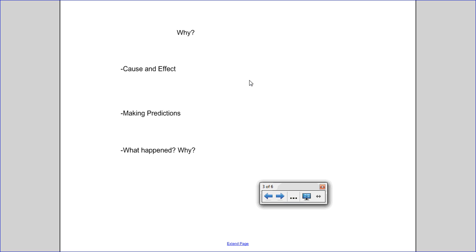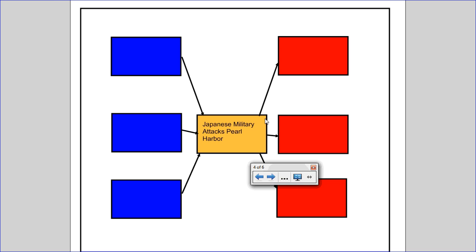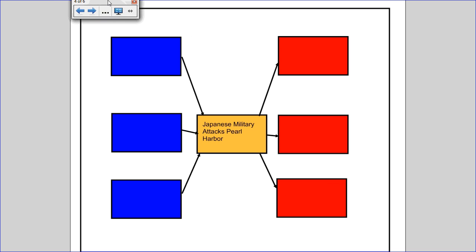And you've all heard me say before that history repeats itself. Well, if we understand that and understand that certain causes lead to certain events, we can make informed predictions. All right, starting with history. So we have our multi-flow map.